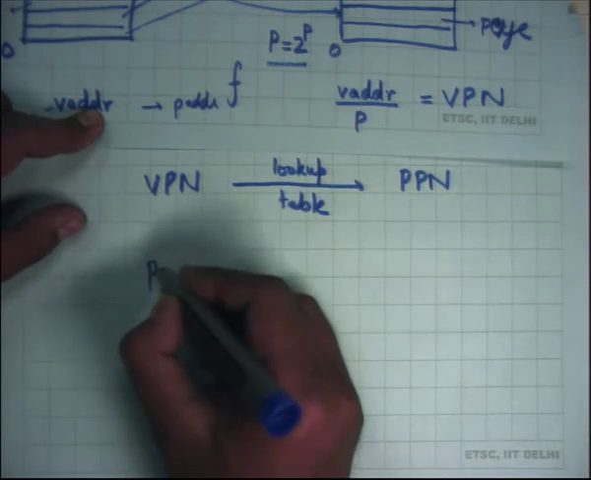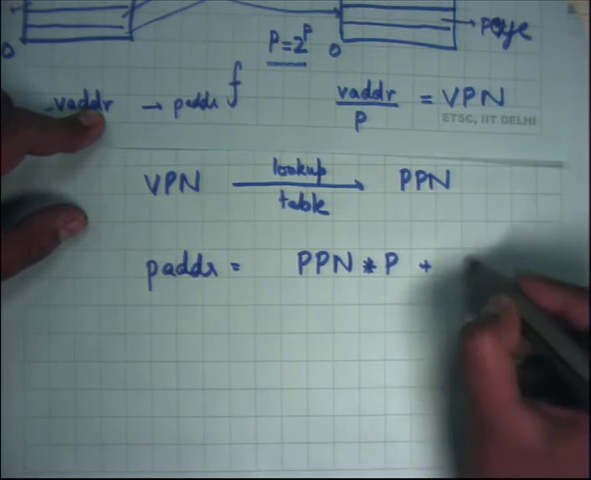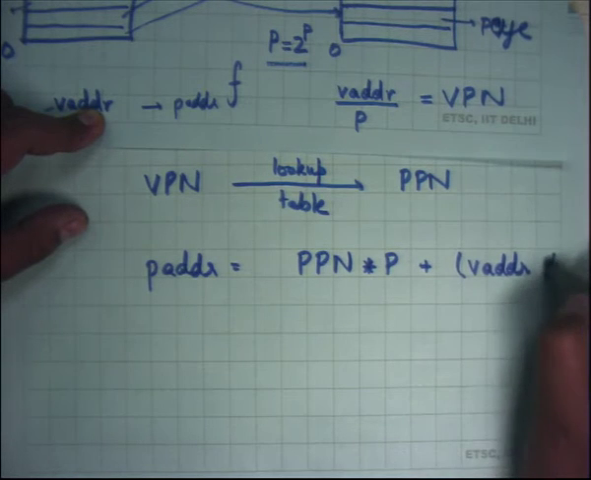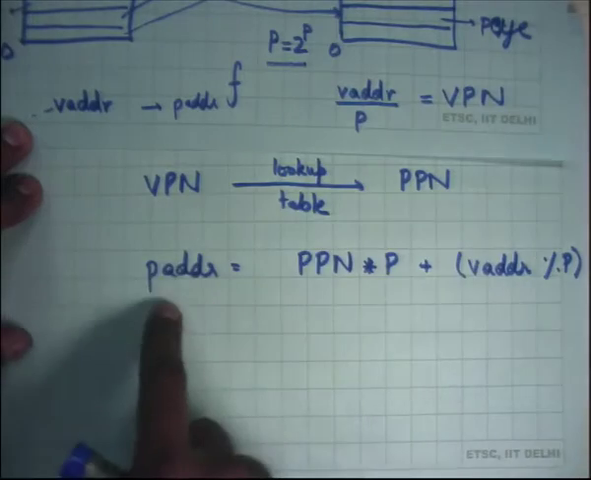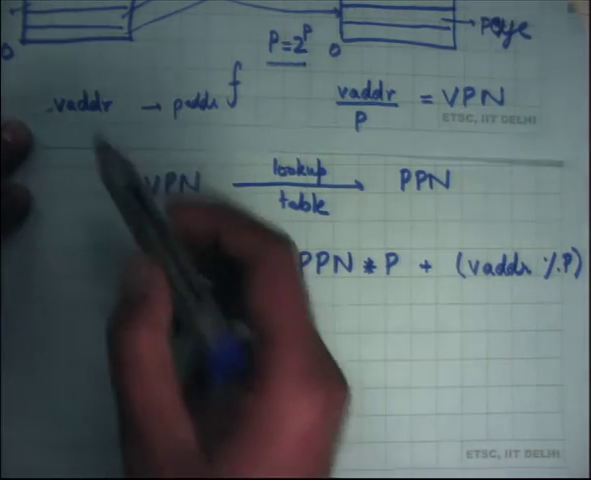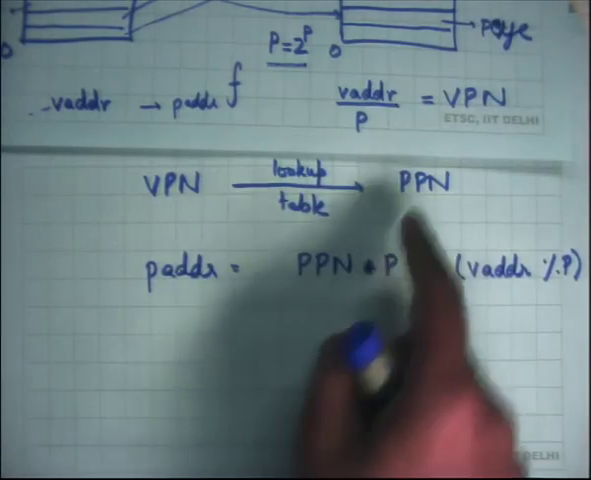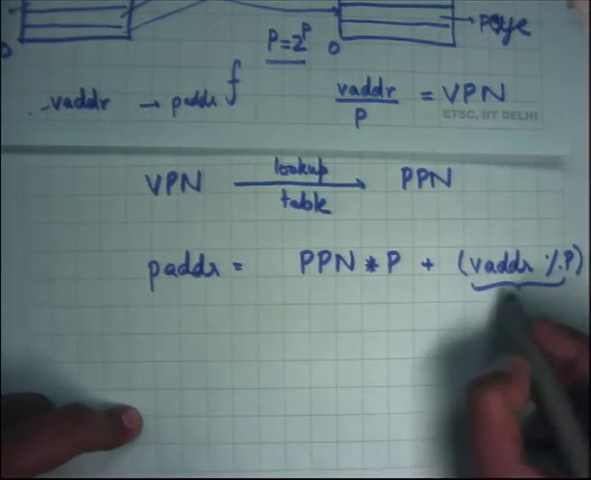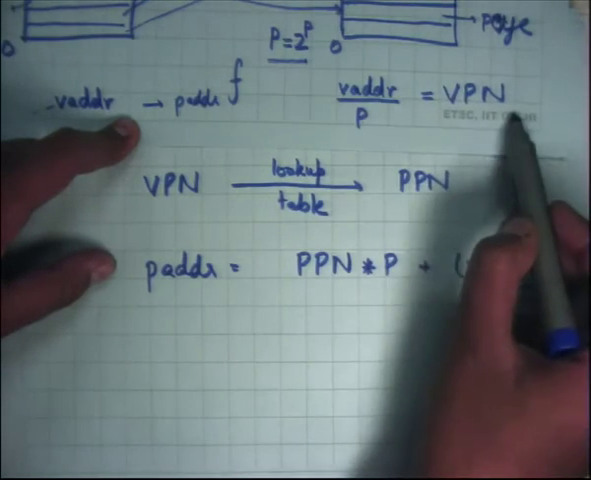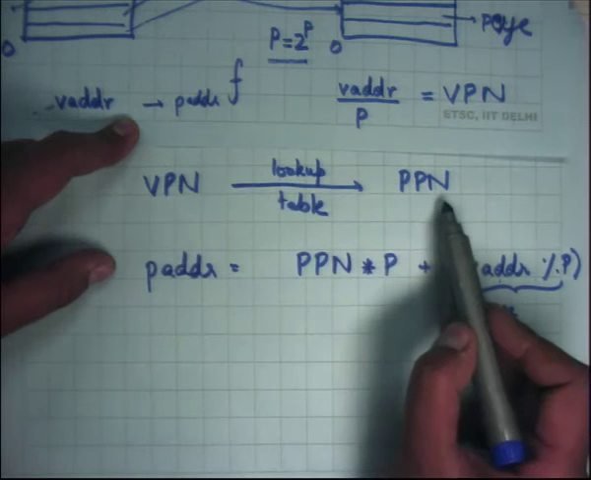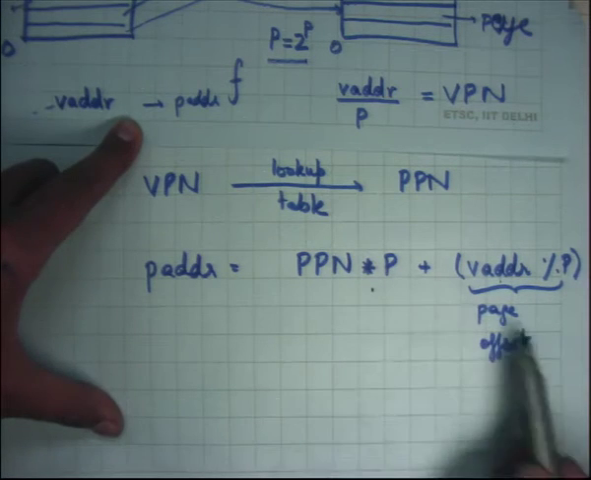And now I'm going to say P adder is equal to PPN into P plus V adder mod P, right? Assuming there was a one-to-one mapping between VPN and PPN, this gives you a one-to-one mapping between V adder and P adder. So basically you divide V adder into a virtual page number and an offset inside that virtual page. You convert VPN to PPN, and then you add that offset. This is called the page offset. Then you converted VPN to PPN using a lookup table, and then you computed P adder as this. You just dereferenced memory at that page and added the page offset to that.